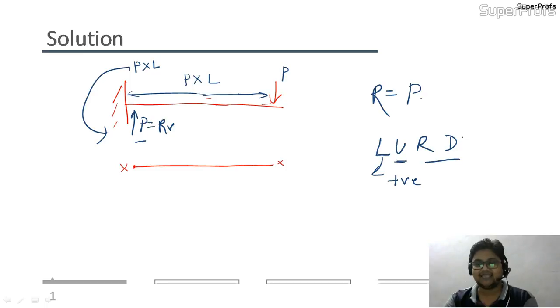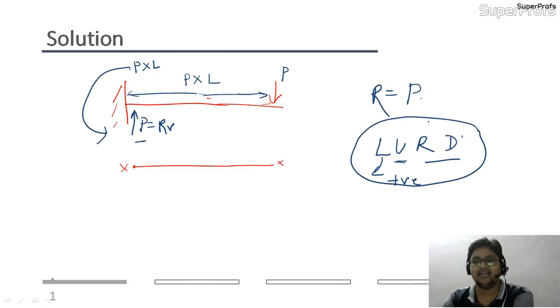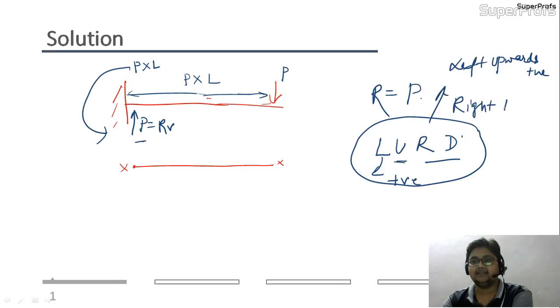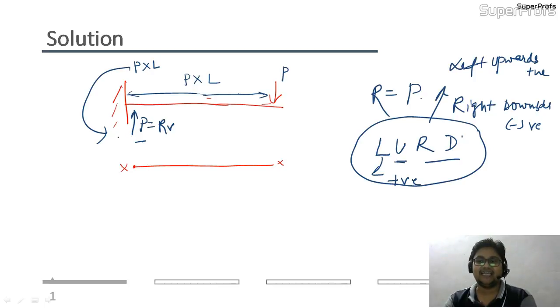And on the right hand side, if you have a downward reaction, it will be negative. So you can treat it as a trick only: on the left hand side, upwards denotes positive, and on the right hand side, downwards represents negative. So this P force, as you can see, is in the leftward direction, and it is acting in an upward sense, so it will be positive only.